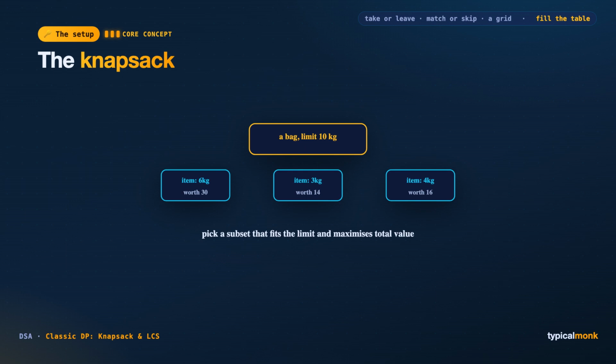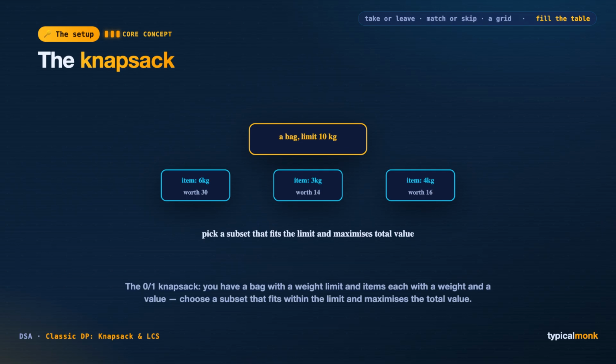It sounds simple, but the number of possible subsets is exponential. So checking them all is hopeless for many items, which is exactly why we need dynamic programming. The setup is a capacity, a list of weighted and valued items, and the aim of the most valuable subset that fits. Hold that picture. The solution grows directly from it.